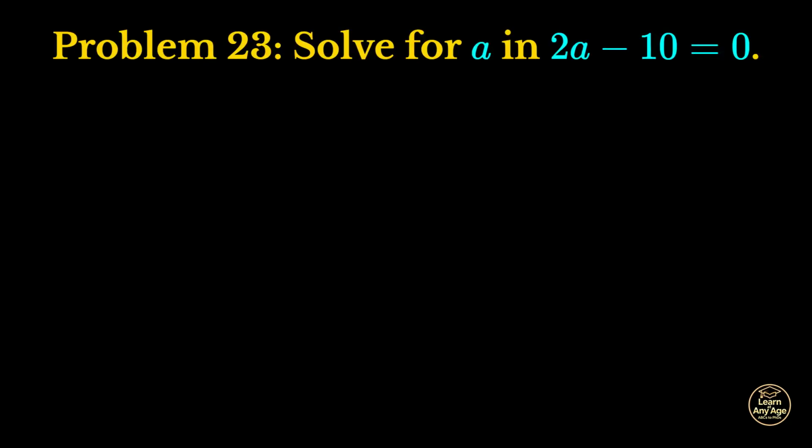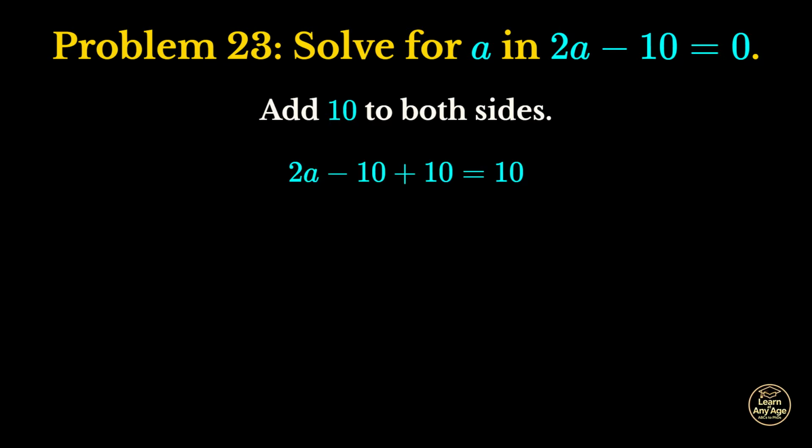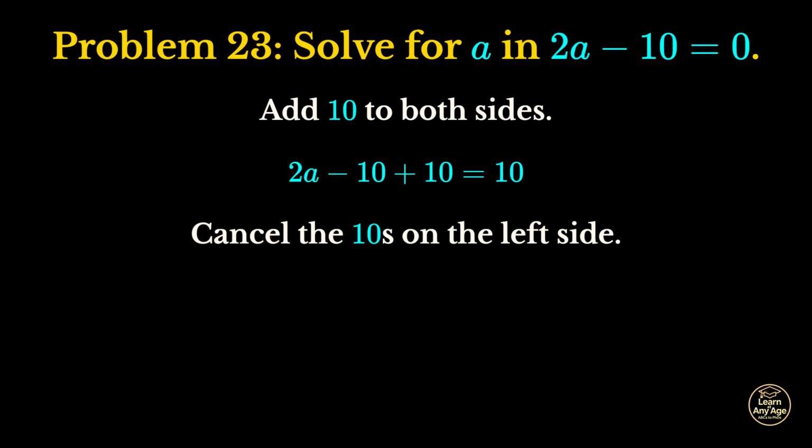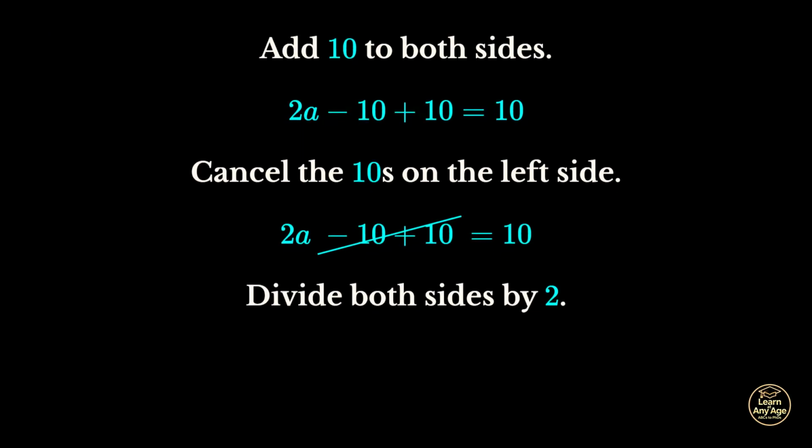Problem 23. Solve for a in 2a minus 10 equals 0. Add 10 to both sides. 2a minus 10 plus 10 equals 10. Cancel the 10's on the left side. 2a minus 10 plus 10 cancelled out equals 10.